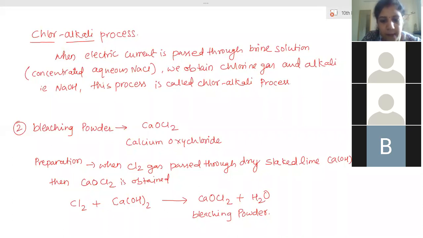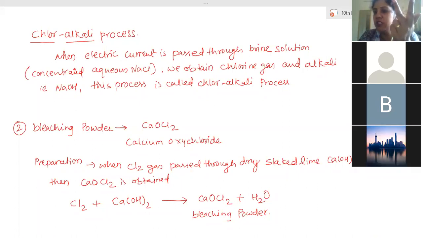It is also used in the manufacture of chloroform. Yes, in the preparation of chloroform we use chlorine itself, and there are many other chemicals in whose preparation we use bleaching powder. So these are the important uses: bleaching wood pulp, bleaching clothes, bleaching synthetic clothes before dyeing, as a strong oxidizing agent, and for disinfecting water. It's clear? So these are the important uses of it.